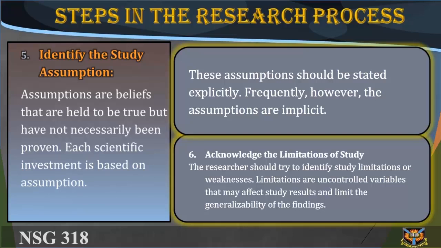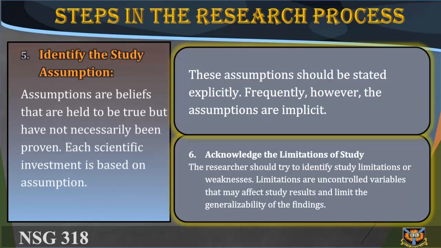Acknowledge the limitations of the study. The researcher should try to identify study limitations or weaknesses. Limitations are uncontrolled variables that may affect study results and limit the generalizability of the findings. In nearly every nursing study, there are variables over which the researcher either has no control or chooses not to exercise control. These variables are called extraneous variables.